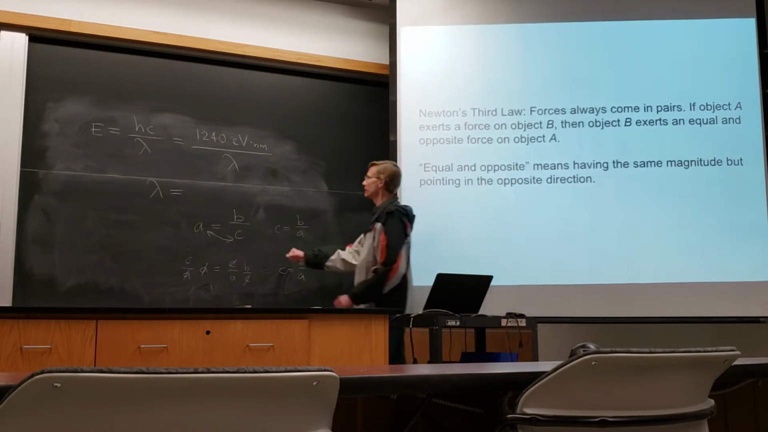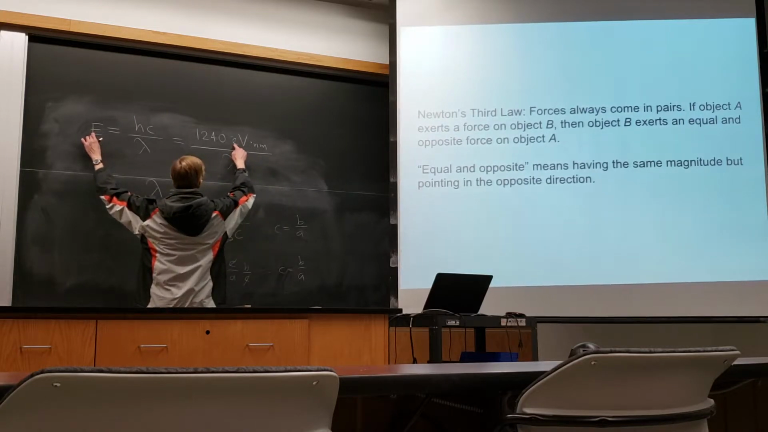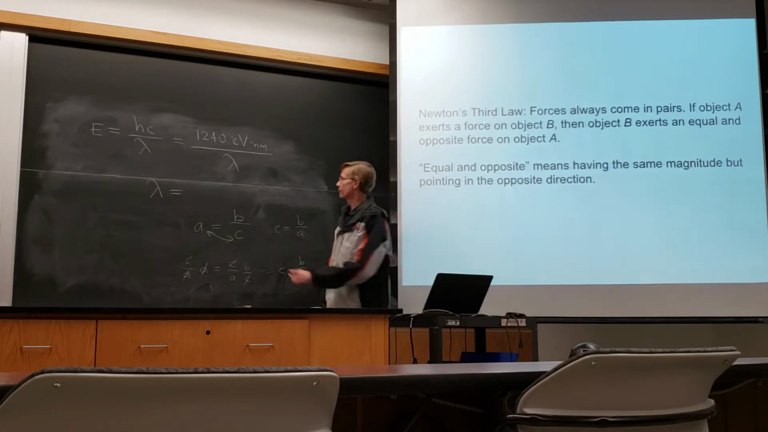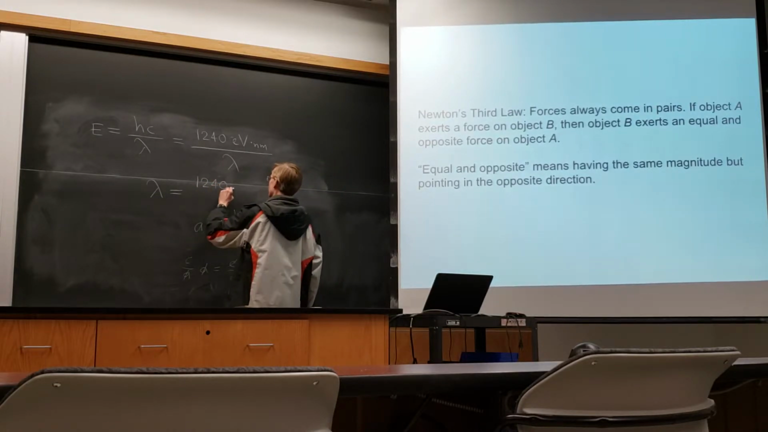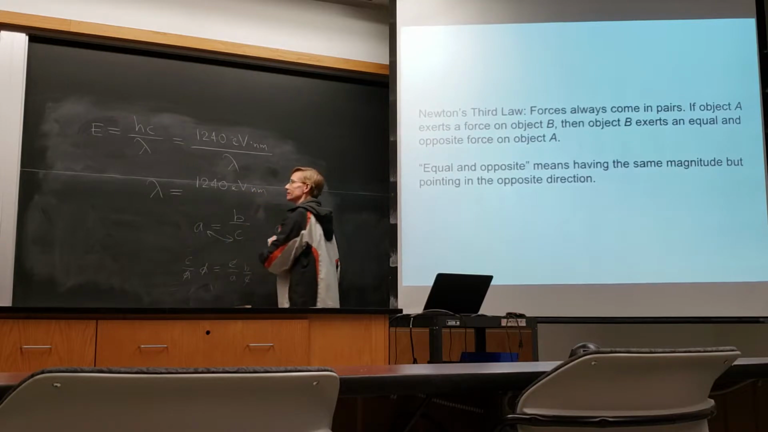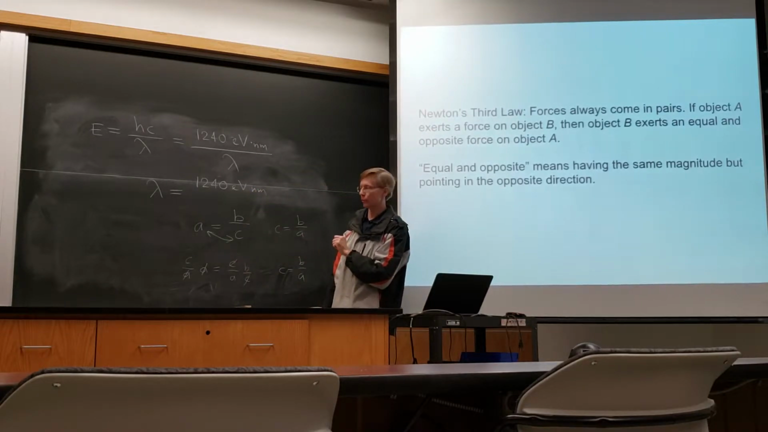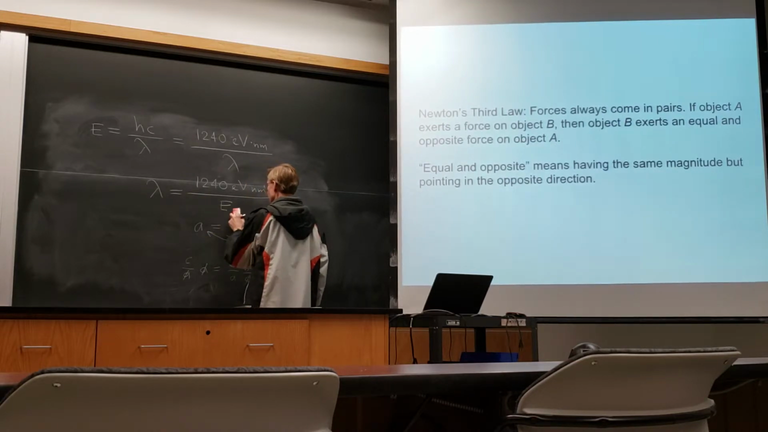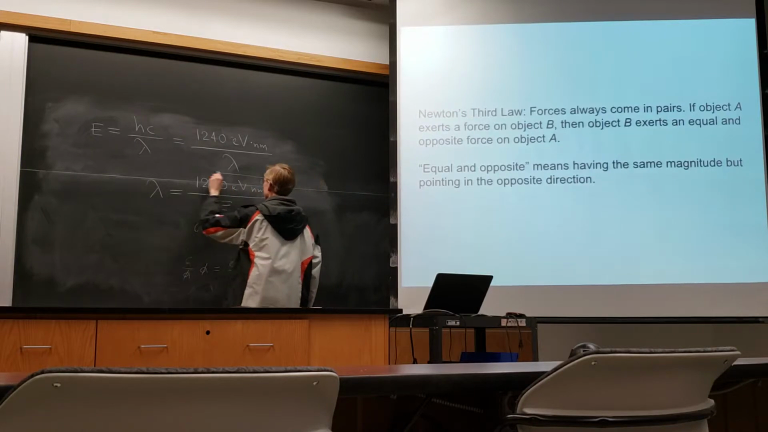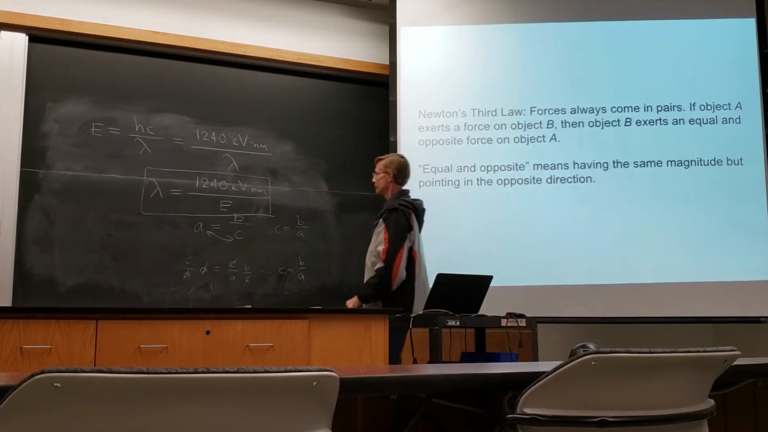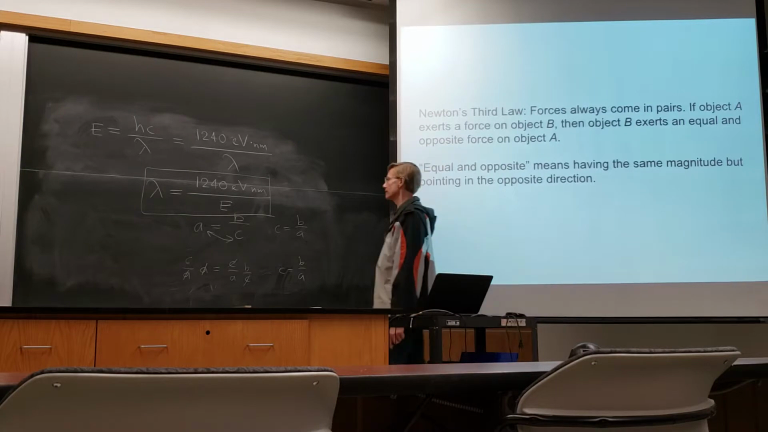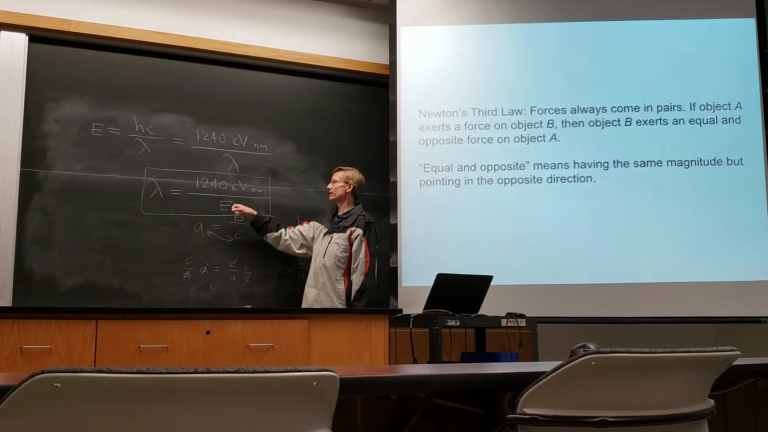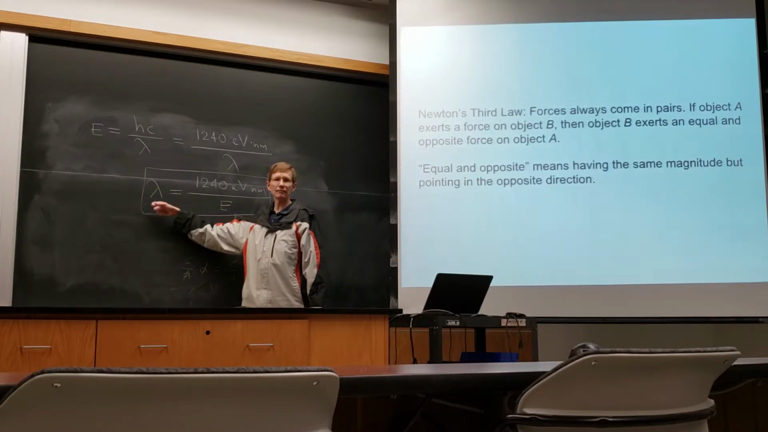So what do I do here? If E is 1240 eV nanometers over lambda, then lambda is 1240 eV nanometers over E. That's how I can transpose that. So then this would be like, okay, if I know that the energy of the photon is so many electron volts, then 1240 over that many electron volts is the wavelength in nanometers.